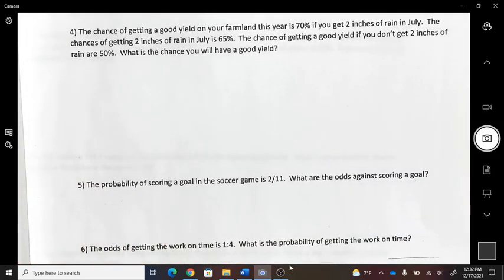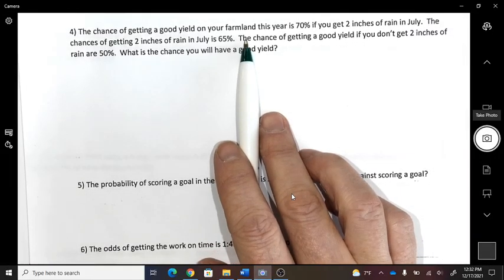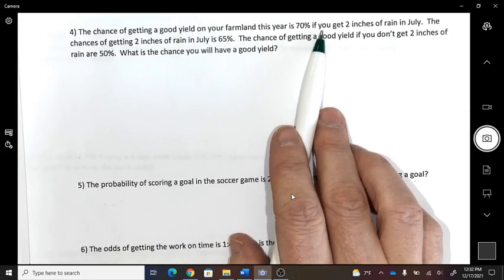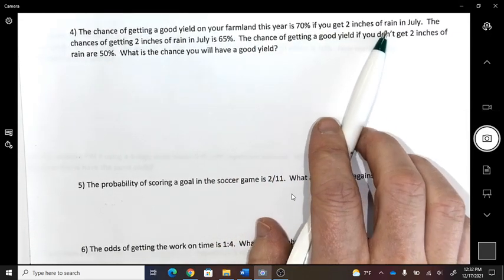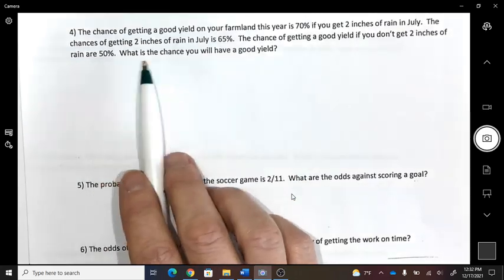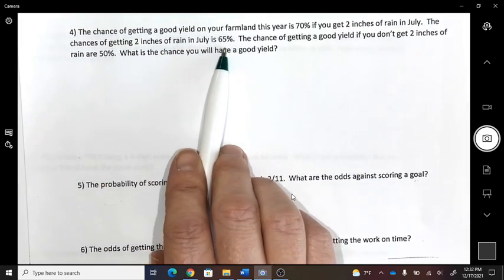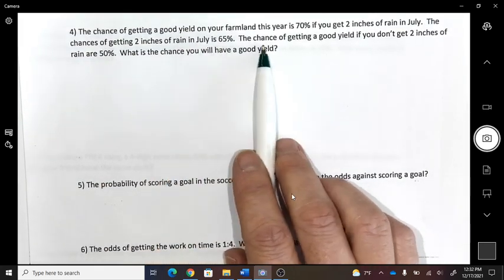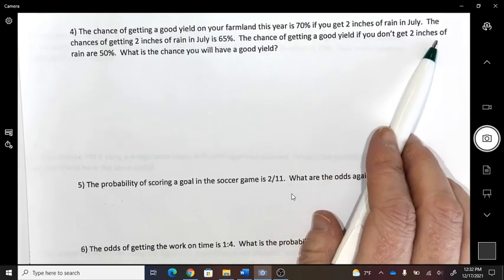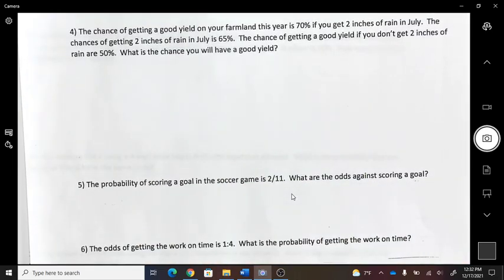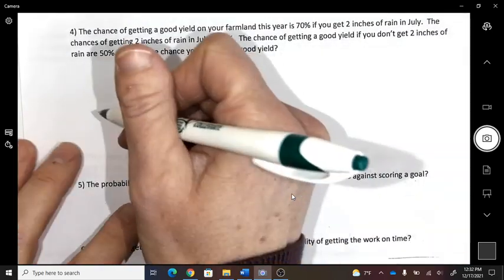Okay, does this match your sheet? Yeah. The chance of getting a good yield on your farmland this year is 70% if you get 2 inches of rain in July. The chance of getting 2 inches of rain is 65%. The chance of getting a good yield if you don't get 2 inches of rain is 50%. What's your chance of getting a good yield?